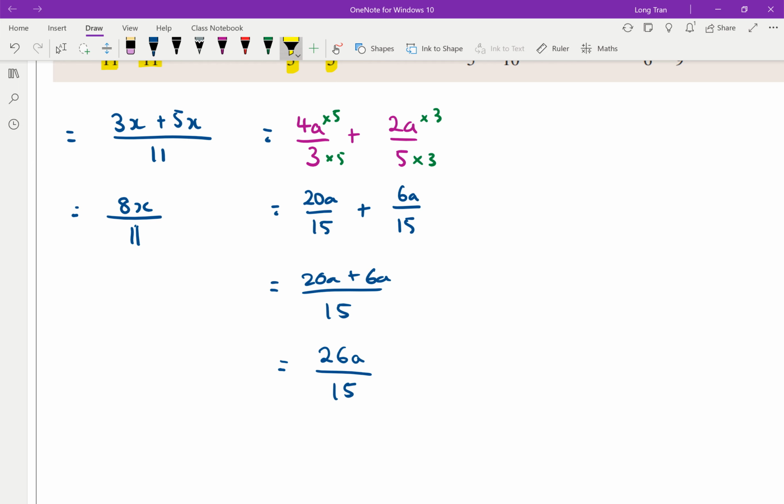So you see what I'm doing there? I made sure that denominators are the same, and then I said, can I add this? And yes, I can. They're both groups of a's. They're common terms or like terms. That's why I can add the two terms together.